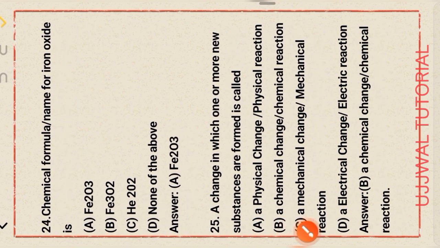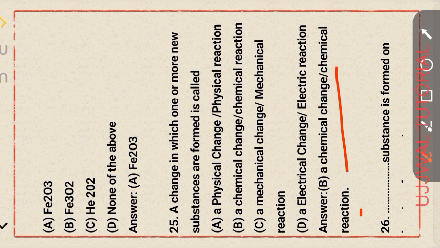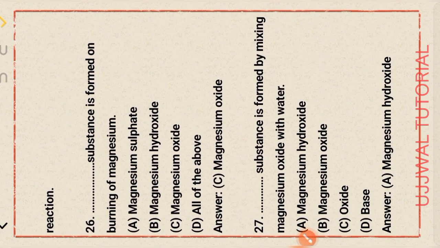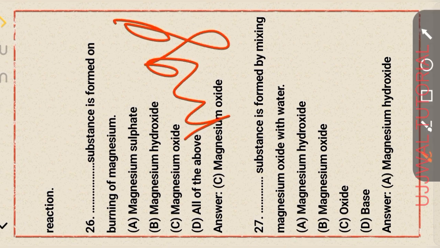Next question. A change in which one or more new substances are formed is called a chemical change or chemical reaction. Next question, question number 26. The substance formed on burning of magnesium is magnesium oxide. Formula of magnesium oxide, MgO.